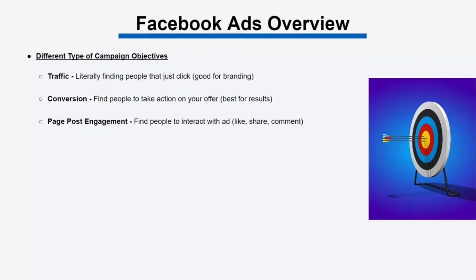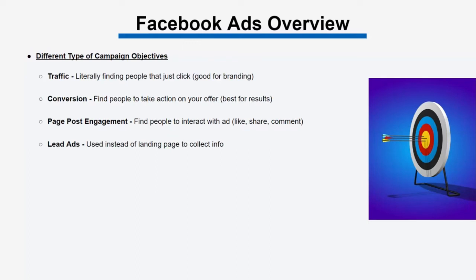And then we have the page post engagement. This is where we're just finding people to like, share, comment, right? Those who are social. And this works extremely well for social proof, because what ends up happening is that your ad will get shown to a lot of people that are liking it, that are sharing it, that are commenting on it. And then once new people see your ad, they're going to most likely also want to engage with it because they're seeing that it has a ton of likes, a ton of shares, right? It's very, very popular. And so they're more likely to engage with it and potentially become a lead or actually buy a product.